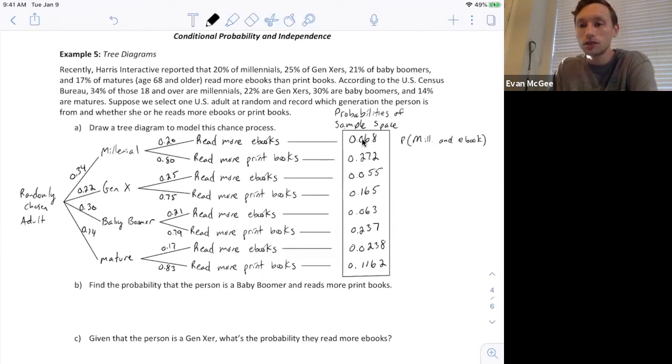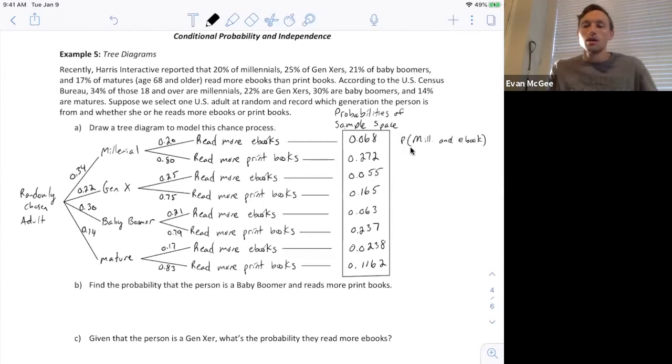And this first one here is the probability of them being a millennial and them reading more ebooks. The second one would be the probability of them being a millennial and the probability that they read more print books. This one here would be the probability that they are a baby boomer and they read more print books. You don't really need to write each of these out. I just wanted to give you a visual to see how this probability is calculated.